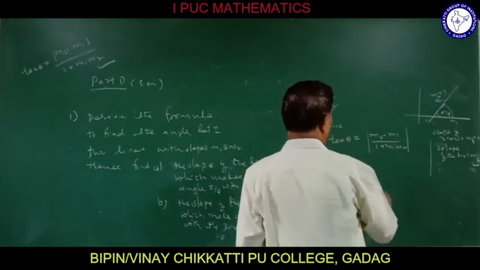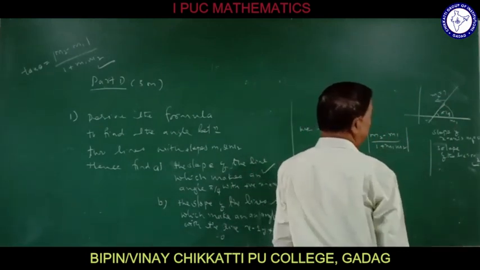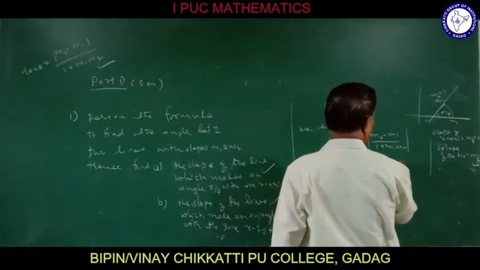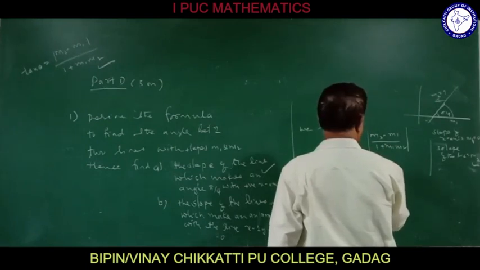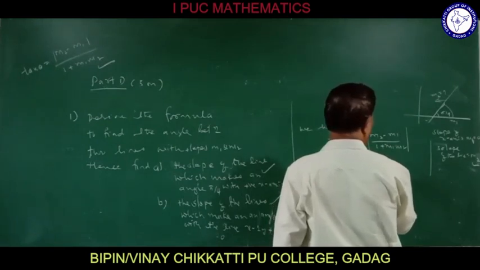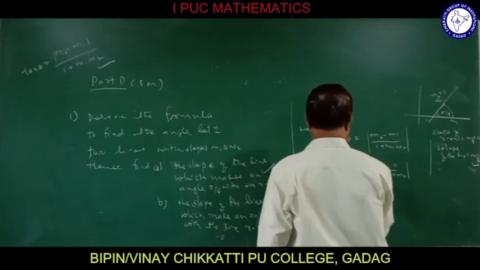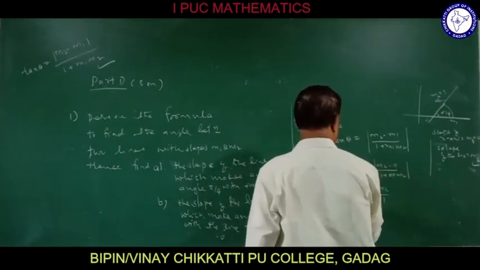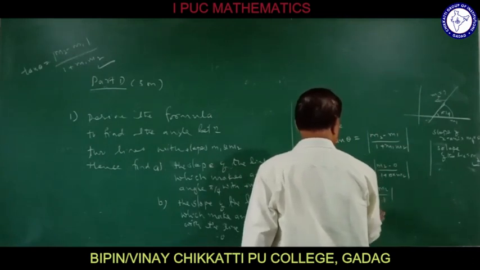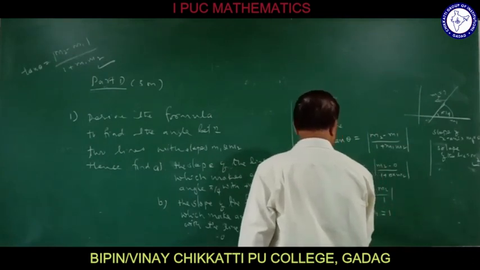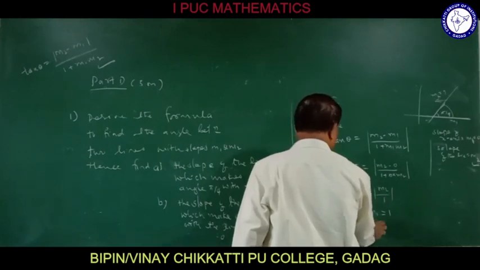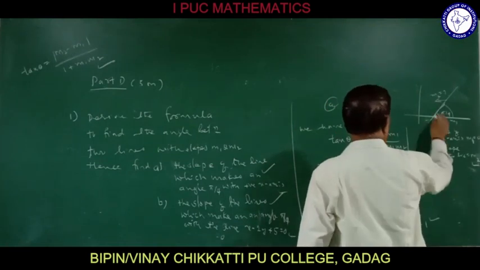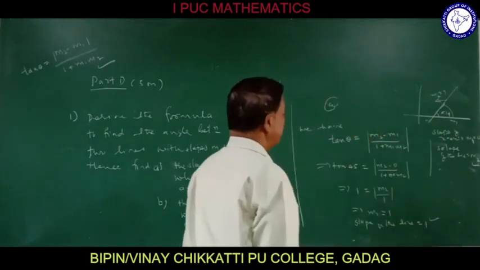Now the modulus of m2 is how much? We don't know. m1 is 0, so 1 plus m1 m2 is 1, and m2 is unknown. So tan 45 is 1, and this is m2 divided by 1. So you can see that m2 is equal to 1. So the slope of the line is equal to 1. This is the way we find the slope of the line.